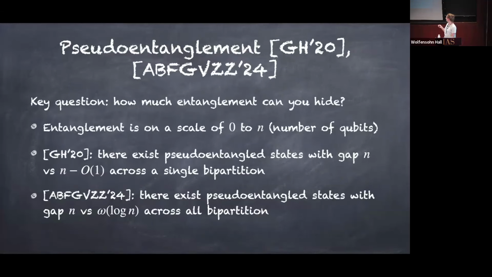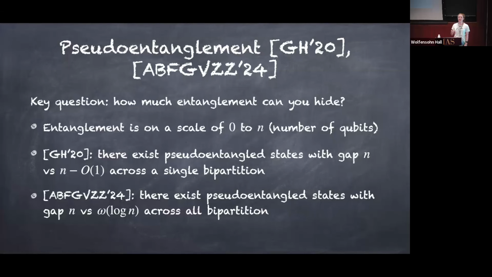We're going to be working in a regime where we take entanglement on a scale of 0 to n, where n is the number of qubits. So we're working in log base 2. The first result on quantum pseudo-entanglement demonstrated that there exist pseudo-entangled pairs of state ensembles where the psi high have maximal entanglement across a particular bipartition, and the low entanglement is separated from this by a constant gap.